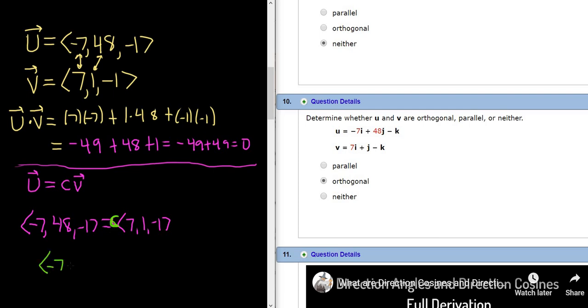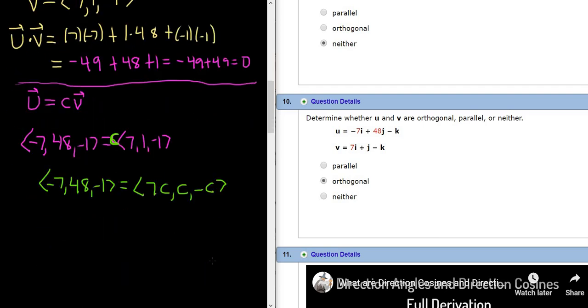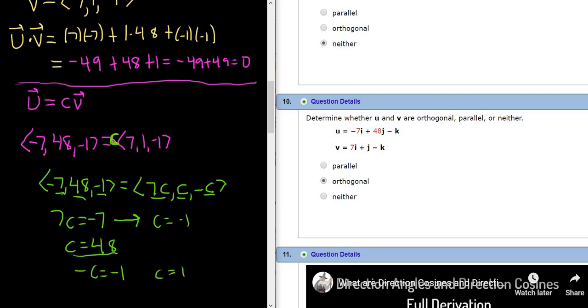Let's keep going. So -7, 48, -1, and this would be 7c, c, -c. So then what you would do in this case is you set the components equal to each other. So 7c is equal to -7, and then c is equal to 48, and then -c is equal to -1. So from the first equation, we get that c is -1. Here we have c is 48, and here we have c is 1. That's completely impossible, so they're not parallel, so the answer is definitely orthogonal.